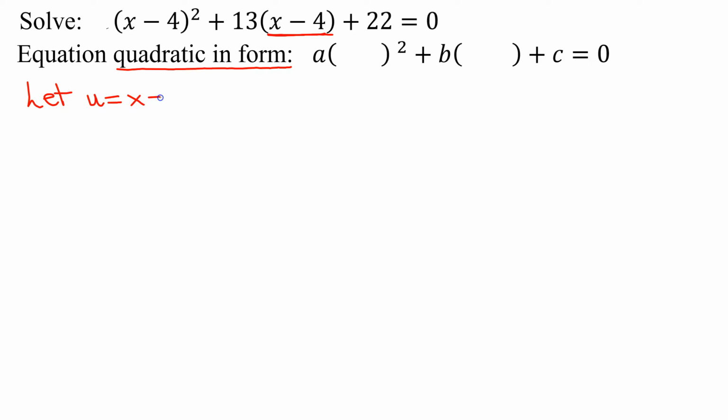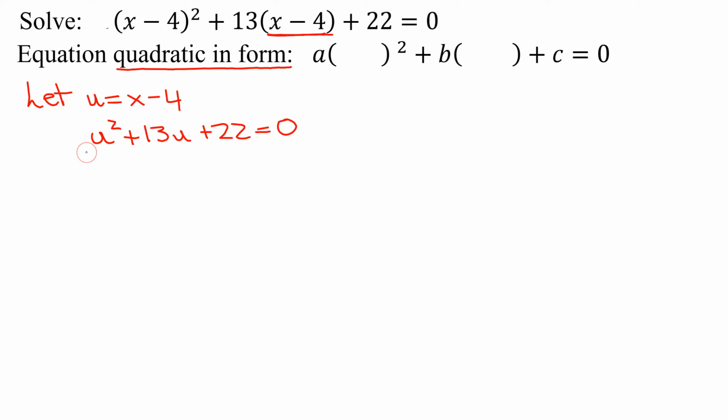equal x minus 4. Then this equation becomes, instead of (x - 4) squared, we're going to have u squared plus 13 times u plus 22 equals 0. Now this should look very familiar. It's a simple quadratic equation.